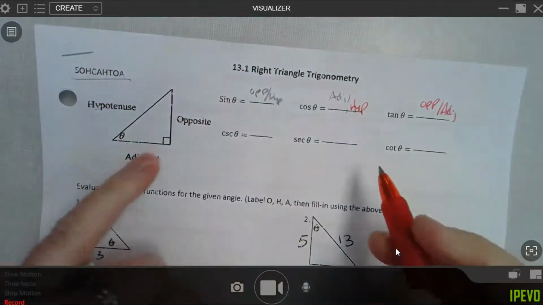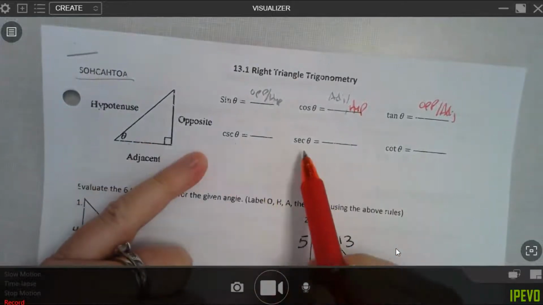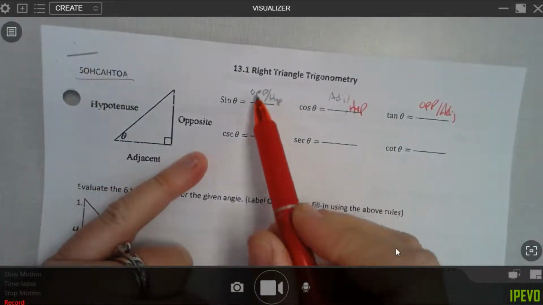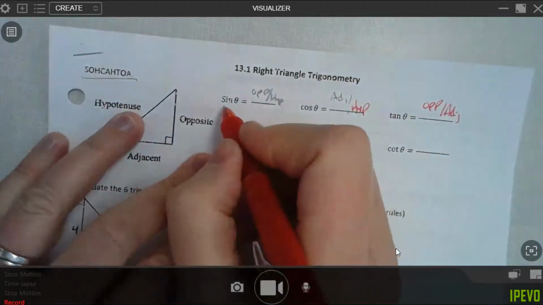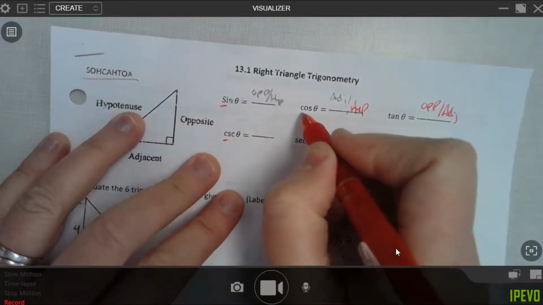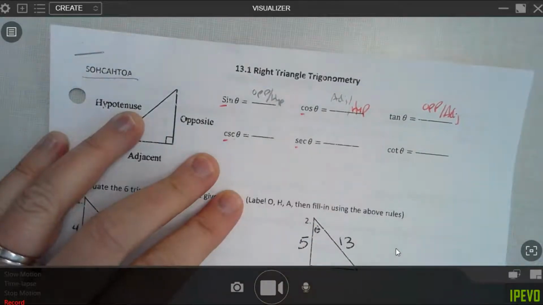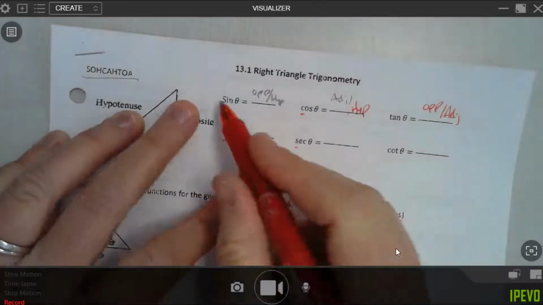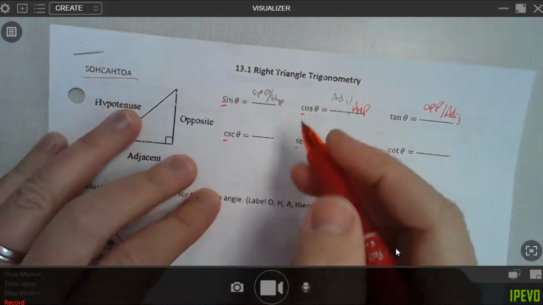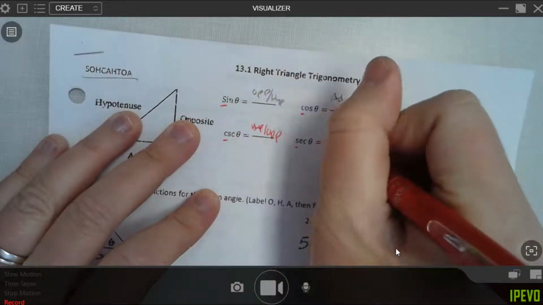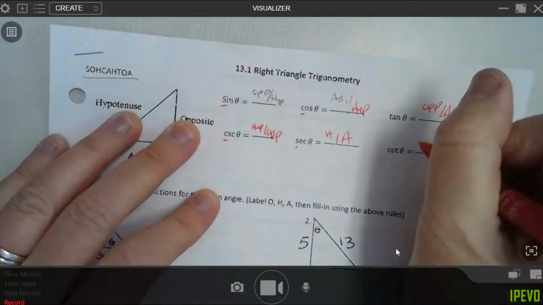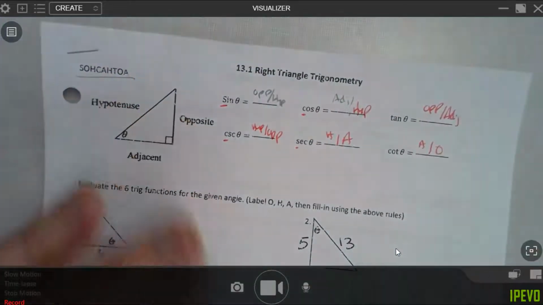Now, three new ones are the cosecant, secant, and cotangent, and they're just the reciprocals of the ones above them. So cosecant's reciprocal is sine. The way I remember it is S and C, C and S. They never match. They're always opposite of each other. So don't ever put S and S together. Those aren't reciprocals. So hypotenuse over opposite. This is hypotenuse over adjacent. This is adjacent over opposite.